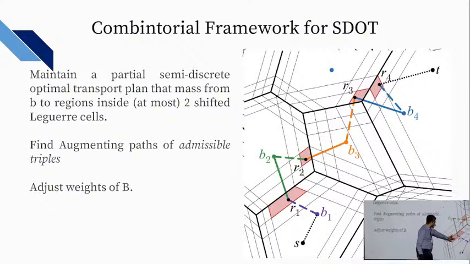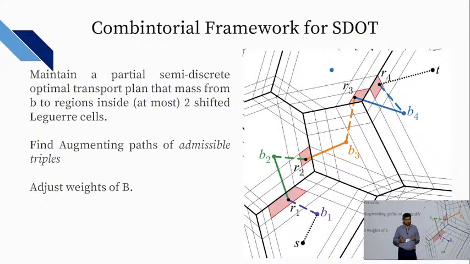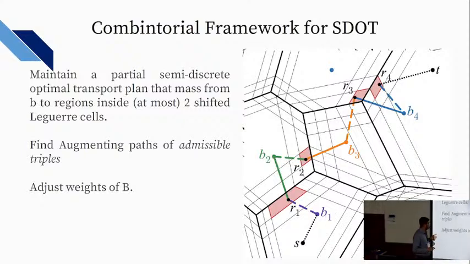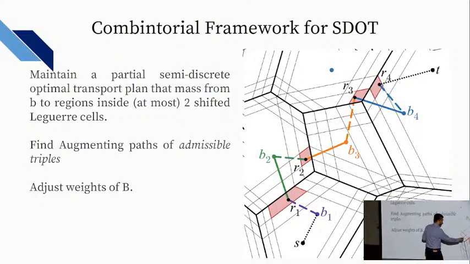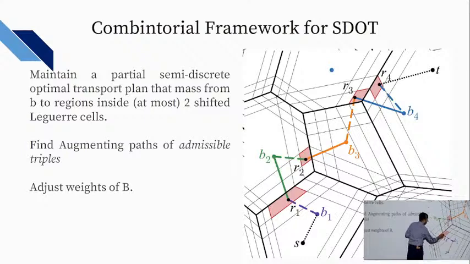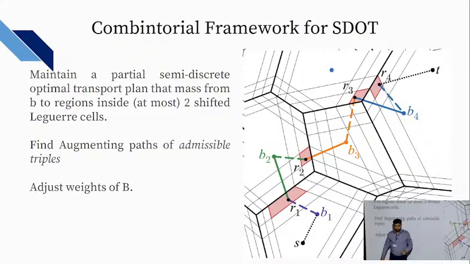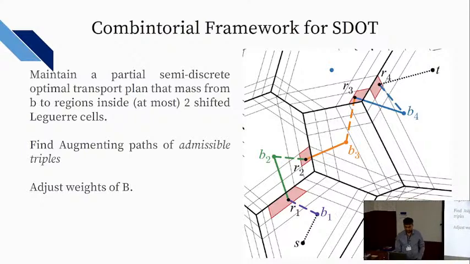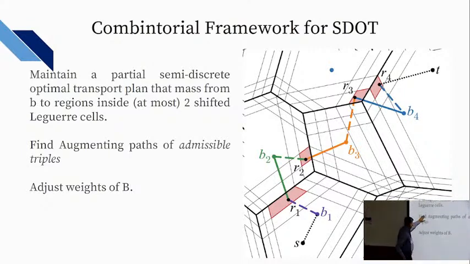And what we do is, like in graph theory, we augment the transport plan along this path by simply flipping the edges. This means R1 will be assigned to B1 instead of B2, R2 will be assigned to B2 instead of B3, and so on. Right? And by doing so, we are able to augment the transport plan. And when we cannot find any more augmenting paths, we adjust the weights of B to find more admissible augmenting paths and continue the process.